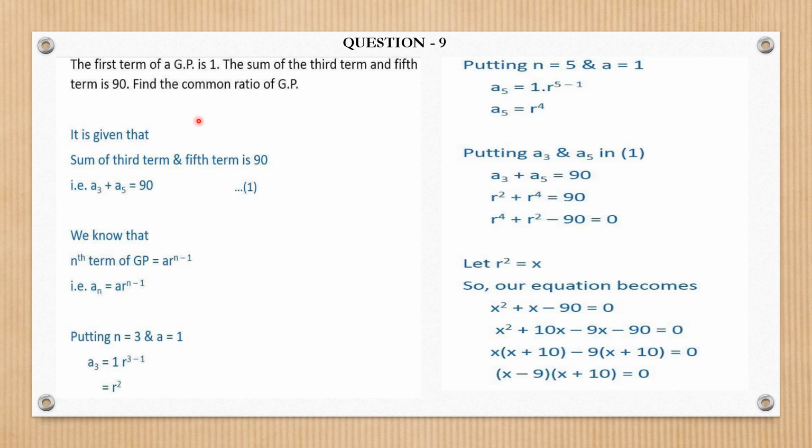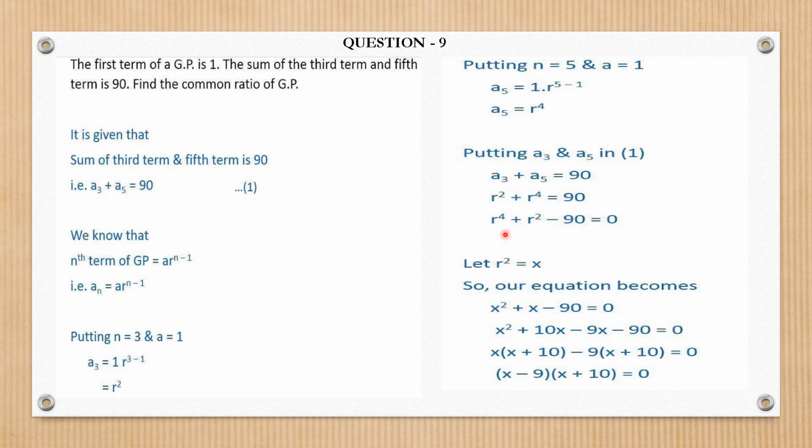So n is 3, I'll get A3 as A R square. A is 1, the first term is 1, so I'll just get R square. Similarly, A5 is A R raised to power 4. But A is 1, so it will be R raised to power 4. Now put it here. I'll get R square plus R raised to power 4 is 90. So this becomes the equation R to the power 4 plus R square minus 90 equals 0.